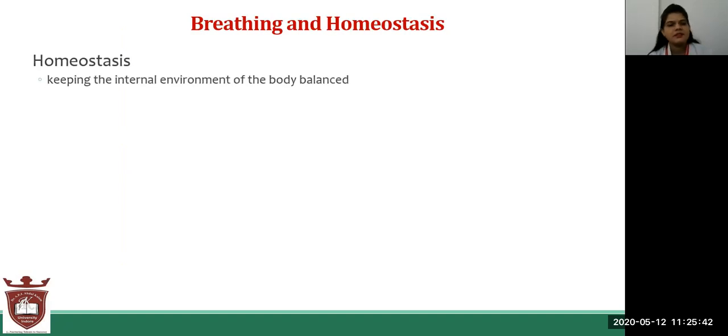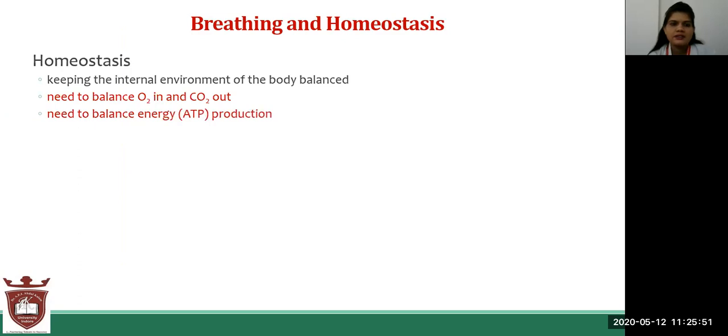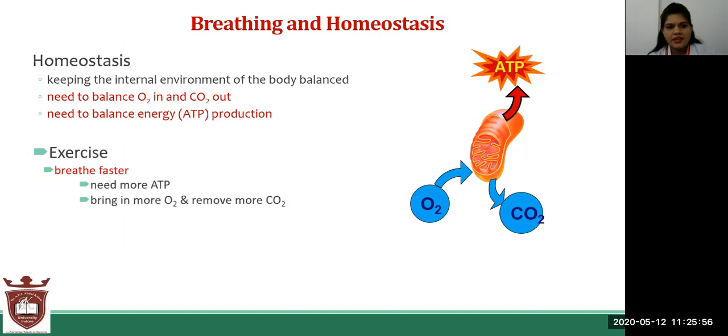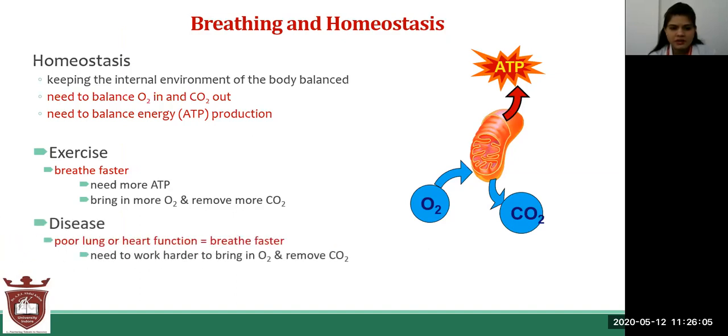Breathing and homeostasis. Homeostasis means keeping the internal environment of the body balanced. How is it balanced? Need to balance oxygen in and CO2 out, and need to balance energy production. At the time of exercise, we breathe faster, so we need more ATP, bringing in more oxygen and removing more CO2. In the time of disease condition, due to poor lungs or heart function, at this time also we breathe faster, need to work harder to bring in oxygen and remove CO2, carbon dioxide.